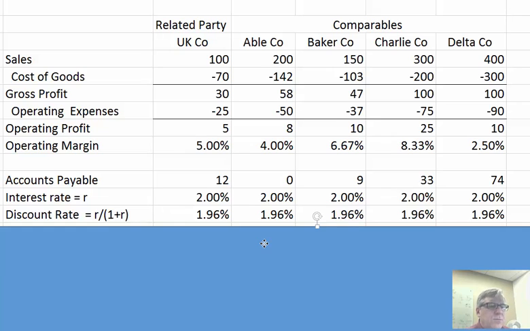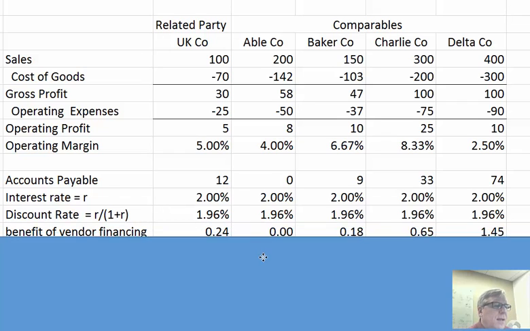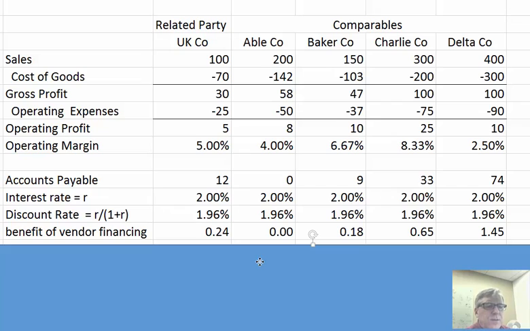So that gives us more of what is today's net present value of that benefit. Now, if we look at this, we can ask, what's the benefit of vendor financing? Well, the easy case is to look at Able Company first, because here you can see that cell is 0. They don't have any benefit from this. They already have 0 accounts payable. Everybody makes them pay cash for what they get. But all the other firms have some amount of benefit.